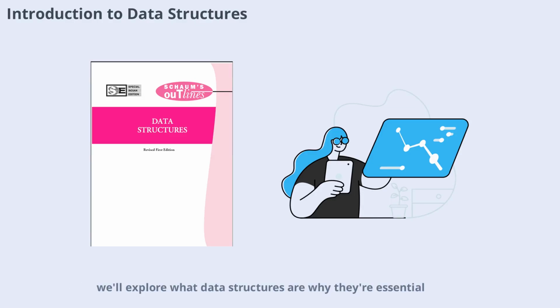In this video, we'll explore what data structures are, why they're essential, and how they shape the way we organize and process information. We'll start by defining basic terminology and concepts, then move on to practical examples that illustrate how data is organized. By the end, you'll have a solid foundation for understanding the different types of data structures and the operations you can perform on them. Let's dive in and see how data structures help us solve real-world problems efficiently.